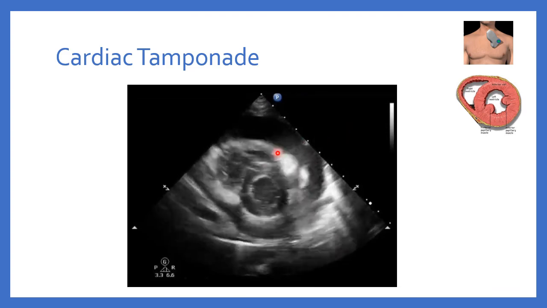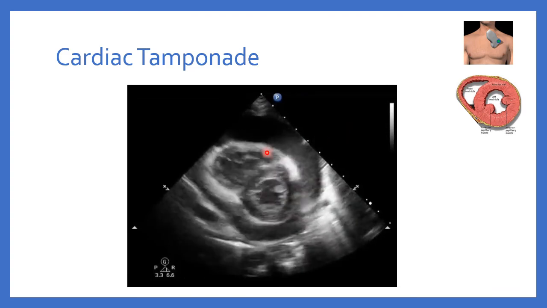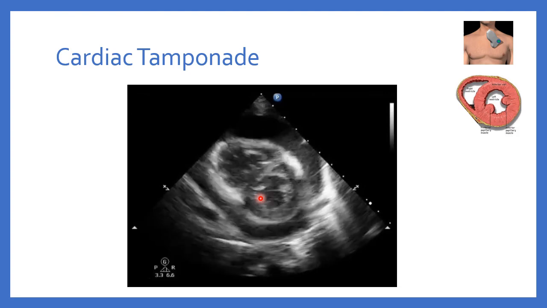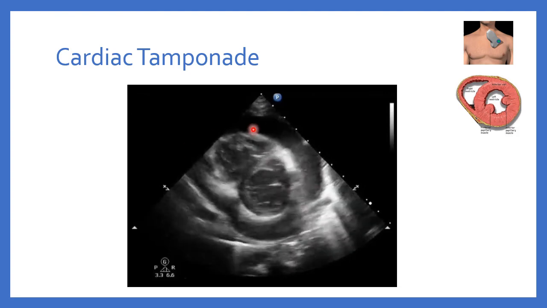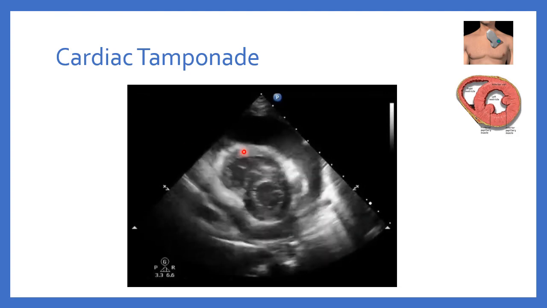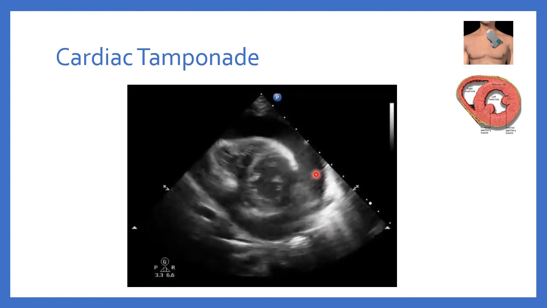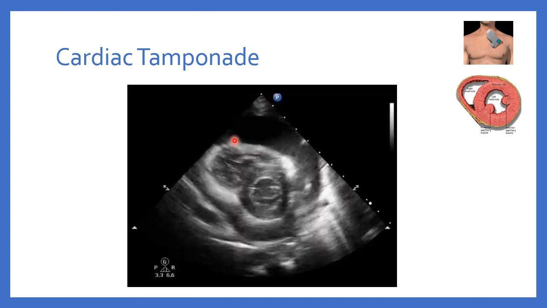Here's another example of a patient that has tamponade physiology on ultrasound. You can see that during the cardiac cycle, the right ventricle appears to be collapsing. This is a parasternal short axis view. The effusion is quite large, and you can see RV collapse here.